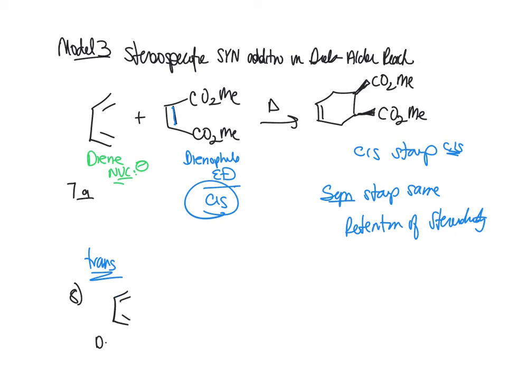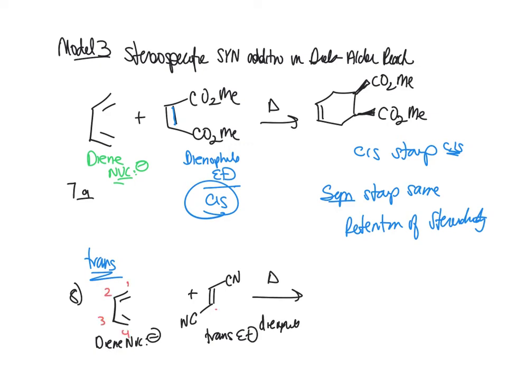So we have our diene, which is our nucleophile. And now we have our dienophile with our nitrile groups, and this is a trans, and that is your dienophile. And we add the heat, and what you want to do is do 1, 2, 3, 4, 5, 6. Now your electrons are going to go from here to there. You always want to show your electron flow arrows.